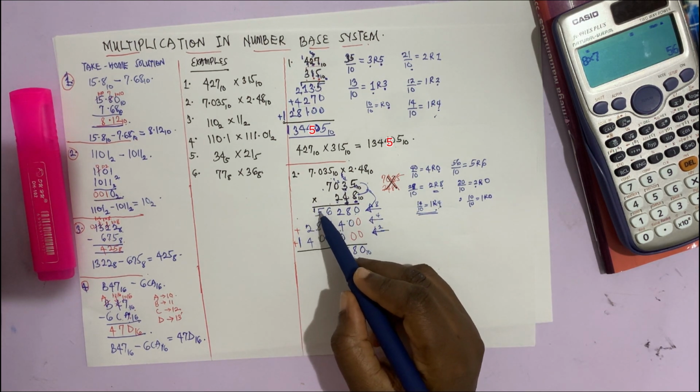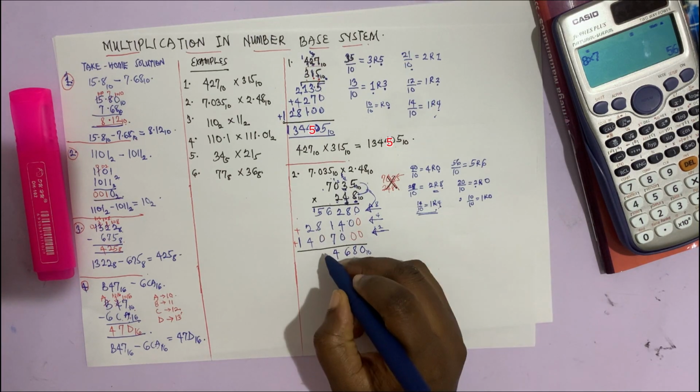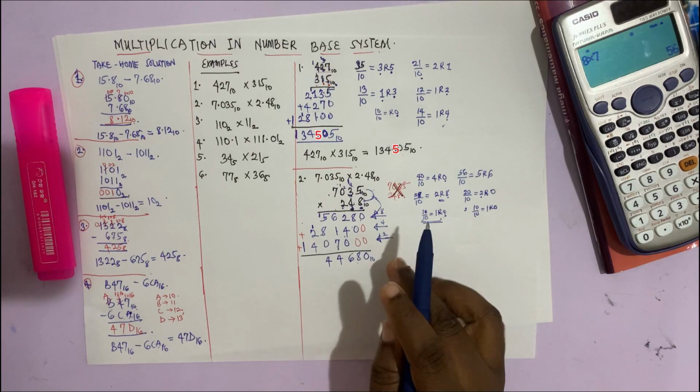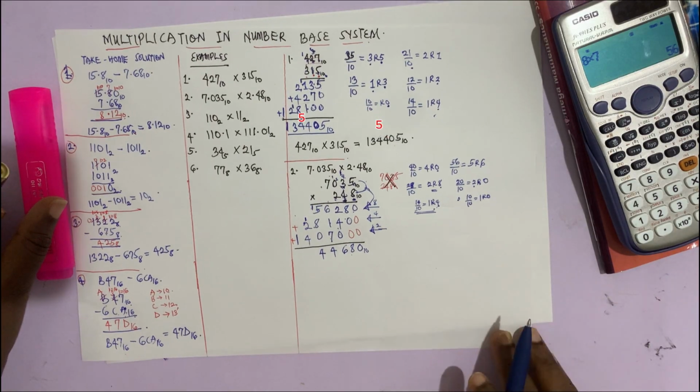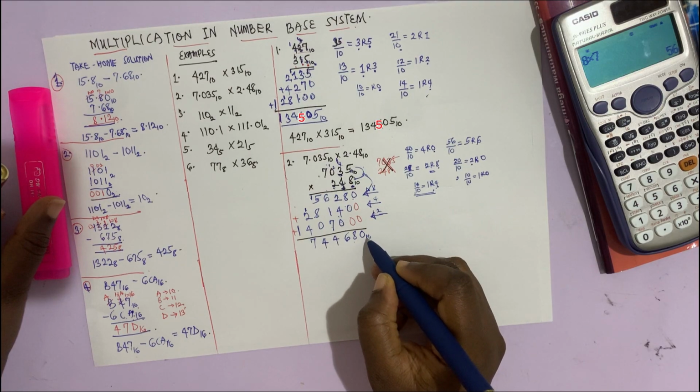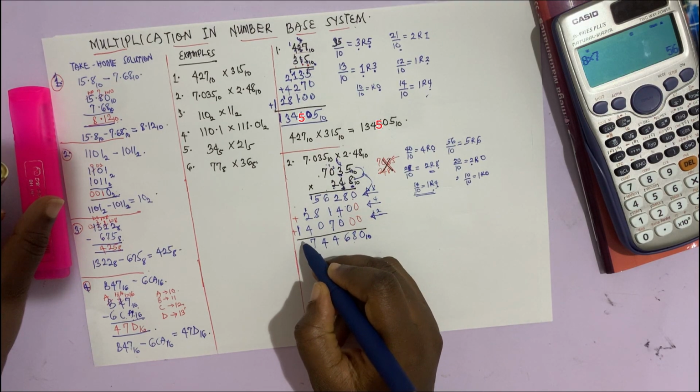So 1 plus 5, 6. 6 plus 8, 14 again. So we write 4 and carry 1. 2 plus 1, 3. 3 plus 4, 7. So we write the 7 since it's less than the base 10. And then we write this 1.